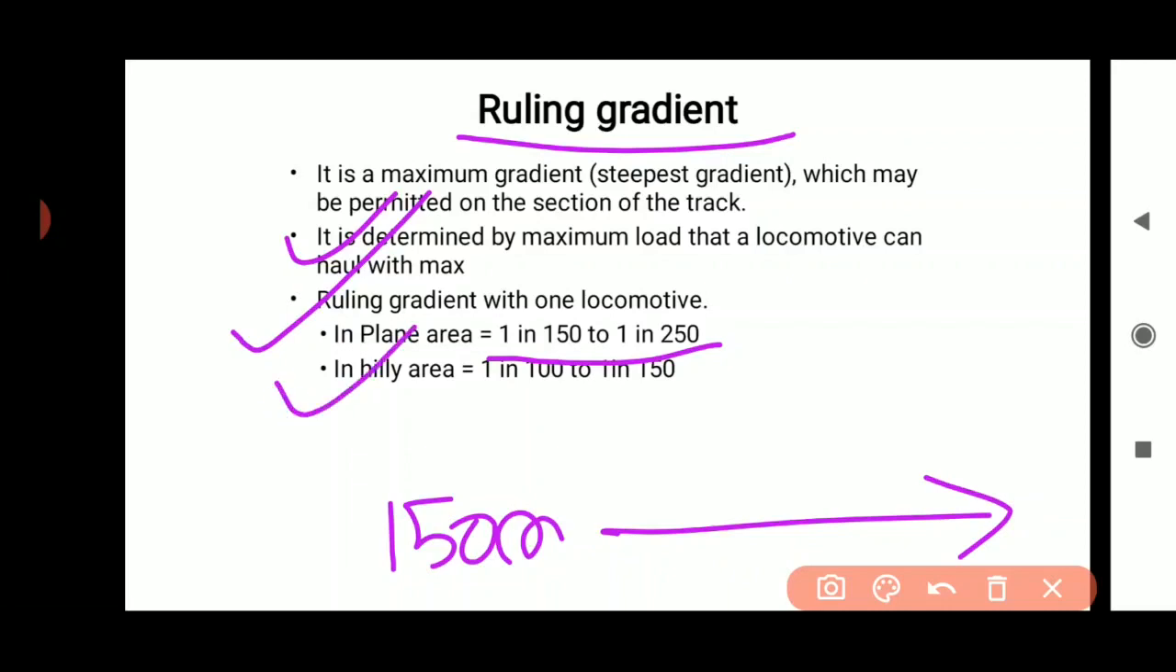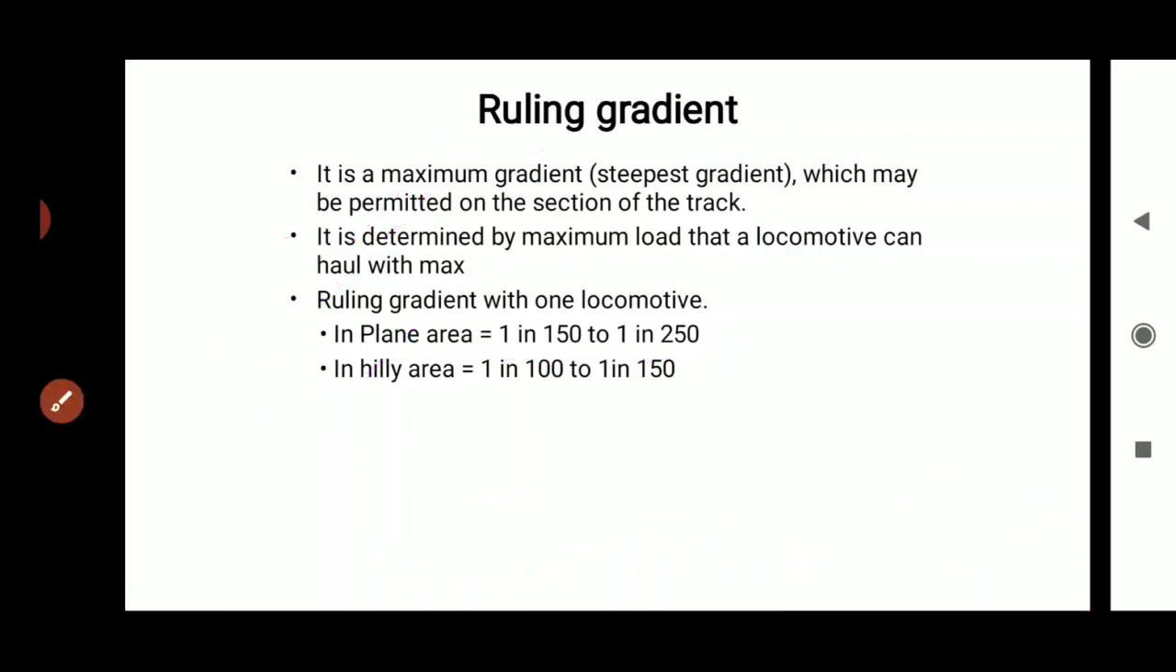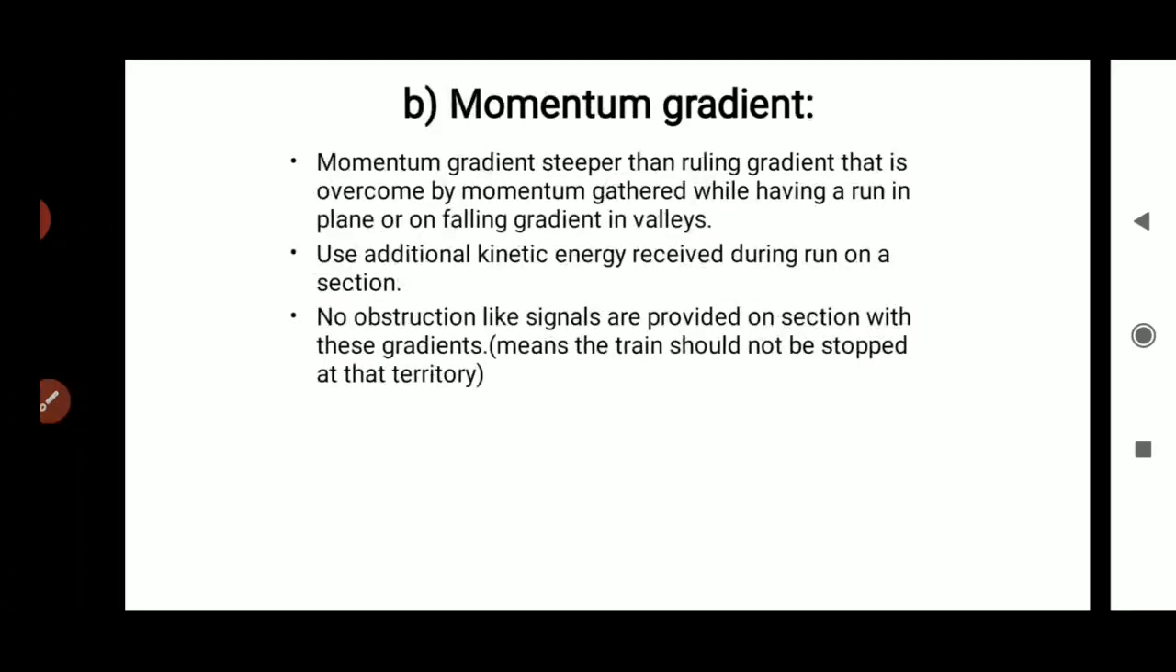In hilly areas the gradient provided is 1 in 100 to 1 in 150. Then next, we come to momentum gradient. Momentum gradient is steeper than the ruling gradient, and it is overcome by the momentum gathered while having a run in the plane or on a falling gradient in valleys. Generally we can see the momentum gradient in the case of valleys.